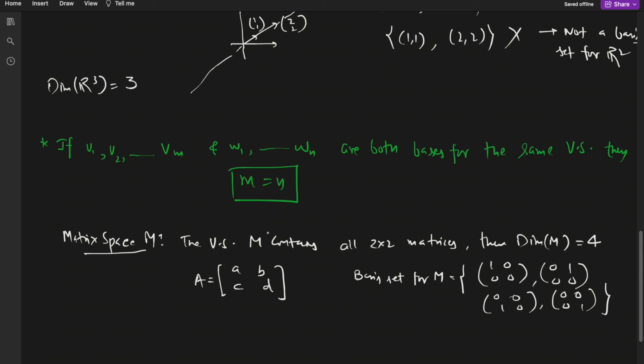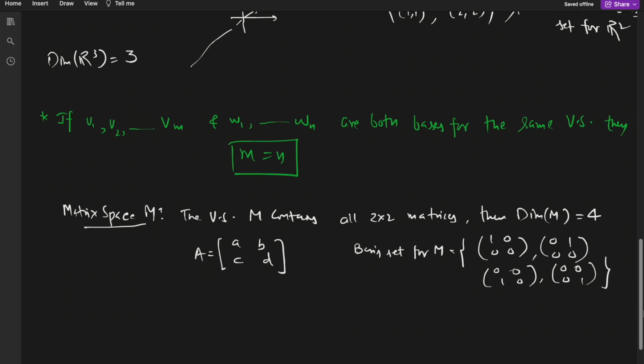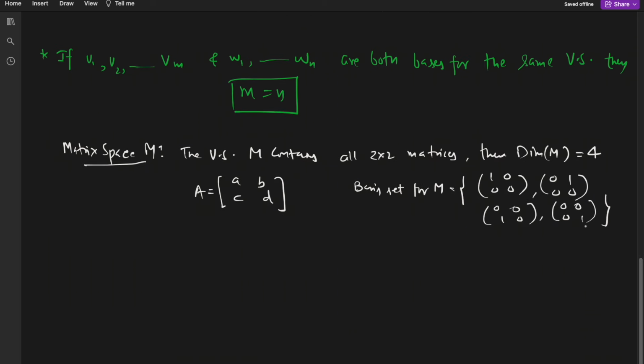Any matrix A in the vector space M is nothing but a linear combination of these four matrices. So this is the basis set for M. Therefore, the dimension of the vector space M is 4. Because what is the dimension of a vector space? It is the number of elements in its basis set, and here the number of elements is 4.